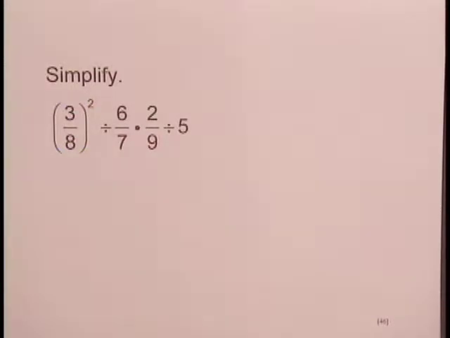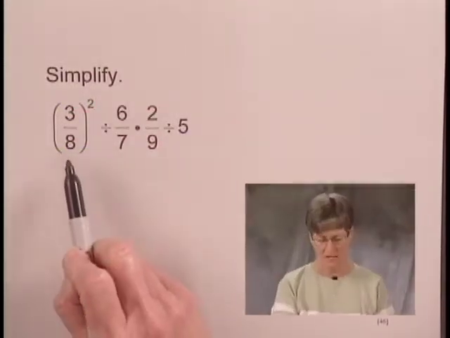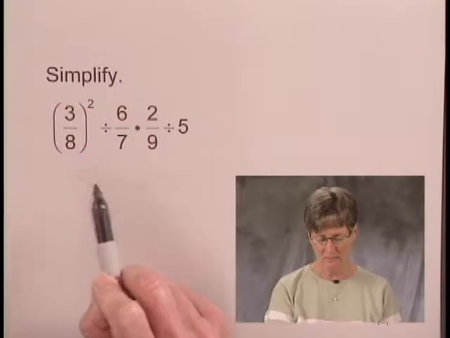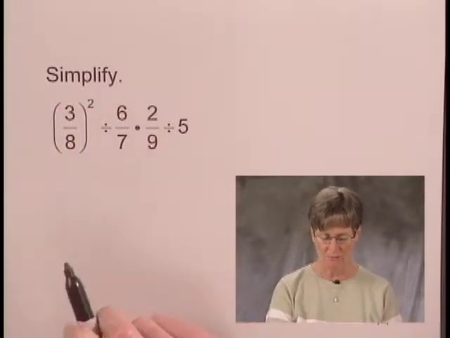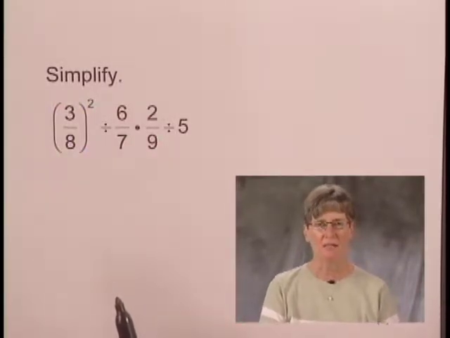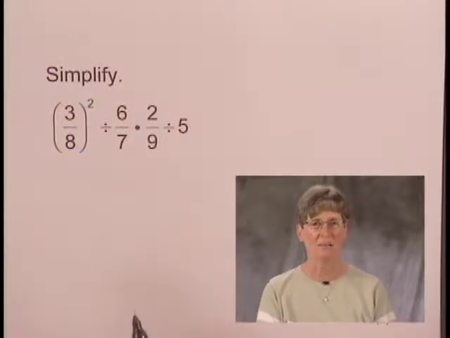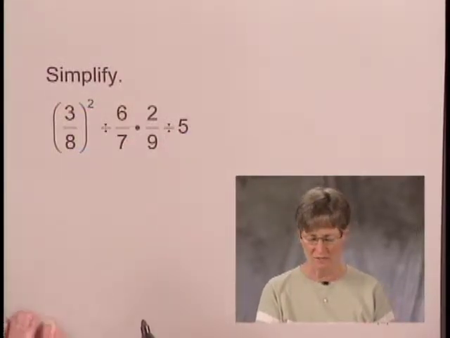We'll do a problem that involves order of operations. We're asked to simplify this expression, and when we look at it, we see that we have an exponential expression to simplify, and then we have some divisions and a multiplication. The order of operations says that we evaluate exponential expressions before we multiply or divide.